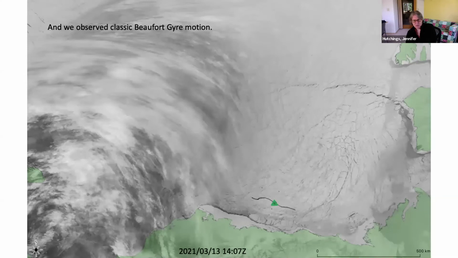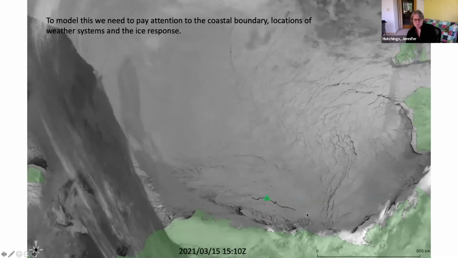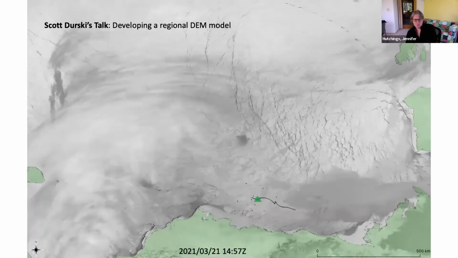And the Beaufort Gyre started rotating around this crack here, this arching crack, and so on. Kind of a beautiful example of the ice breaking up into progressively smaller and smaller floes as you go into April.